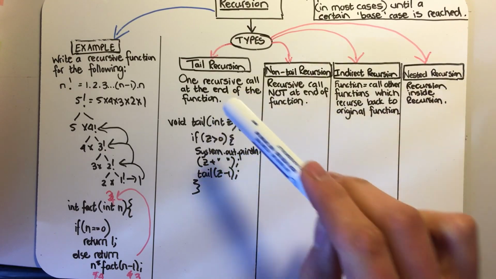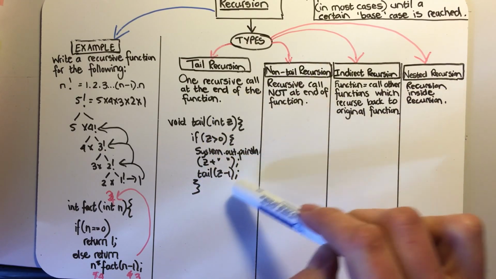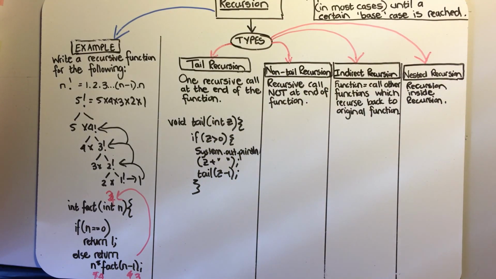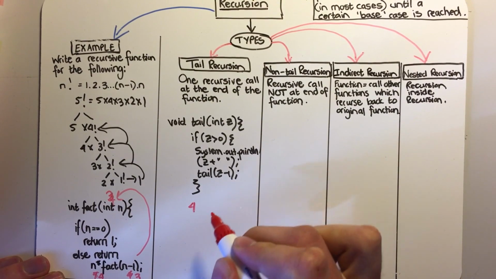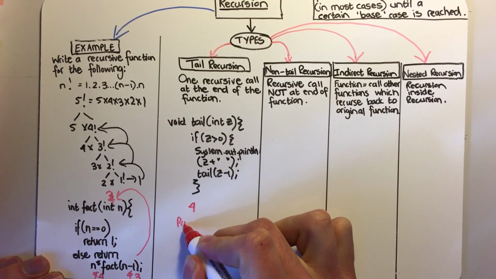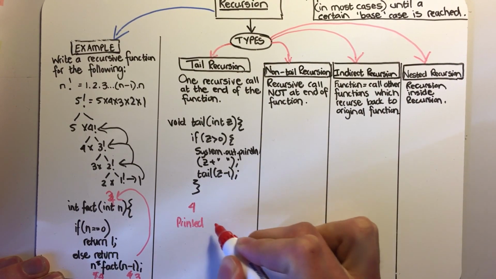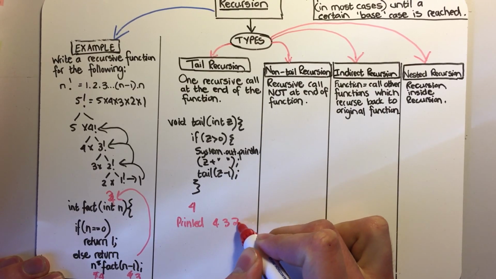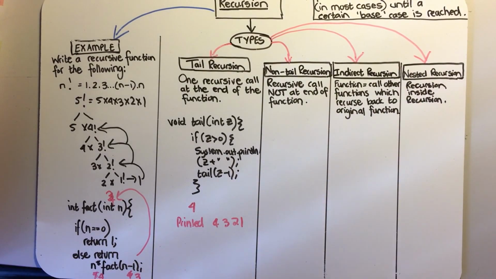So if I send in 4, then the next call will be 3, 2, 1. So you're basically going to see, if you send in 4, then you're going to see printed out 4, 3, 2, 1. And it's only strictly greater than 0.